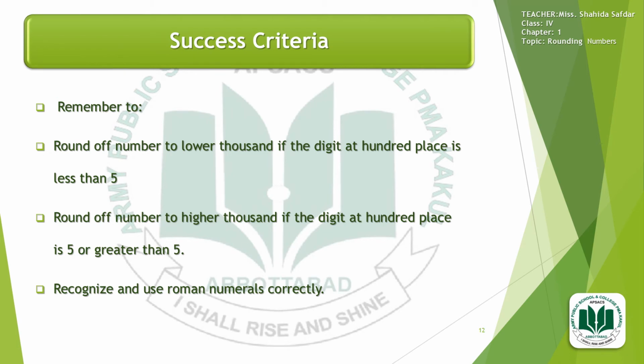This is your success criteria. Here are a few points which you have to remember before going to solve your assignments. These points are: you have to remember to round off numbers to the lower thousand if the digit at the hundreds place is less than 5. Second, round off numbers to the higher thousand if the digit at the hundreds place is 5 or greater than 5. And the third is to recognize and use Roman numerals correctly.